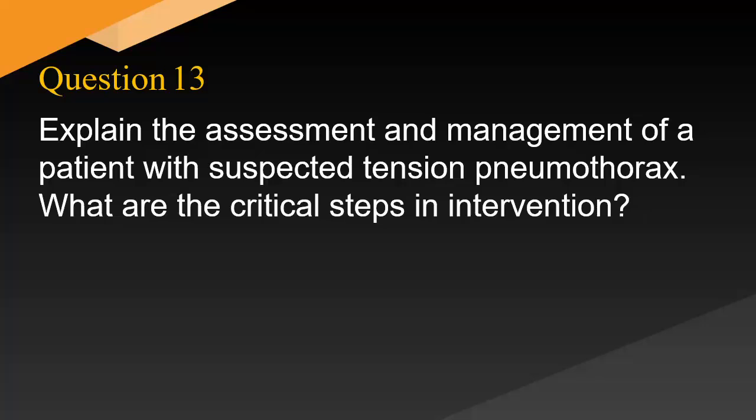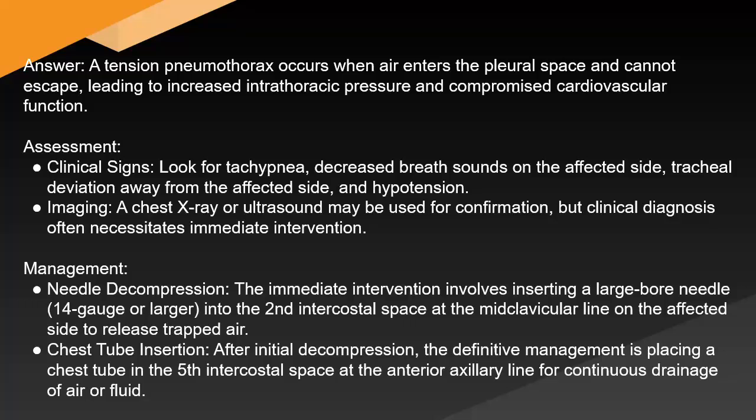Explain the assessment and management of a patient with suspected tension pneumothorax. What are the critical steps in intervention? Answer: a tension pneumothorax occurs when air enters the pleural space and cannot escape, leading to increased intrathoracic pressure and compromised cardiovascular function. Assessment: clinical signs. Look for tachypnea, decreased breath sounds on the affected side, tracheal deviation away from the affected side, and hypotension.